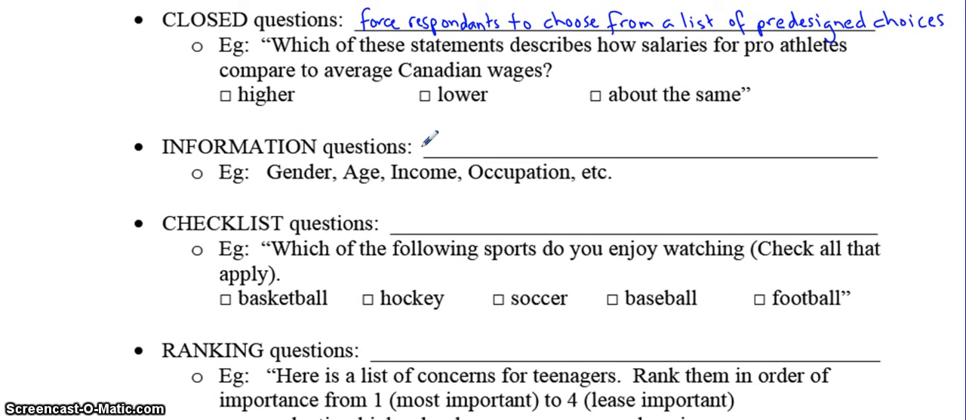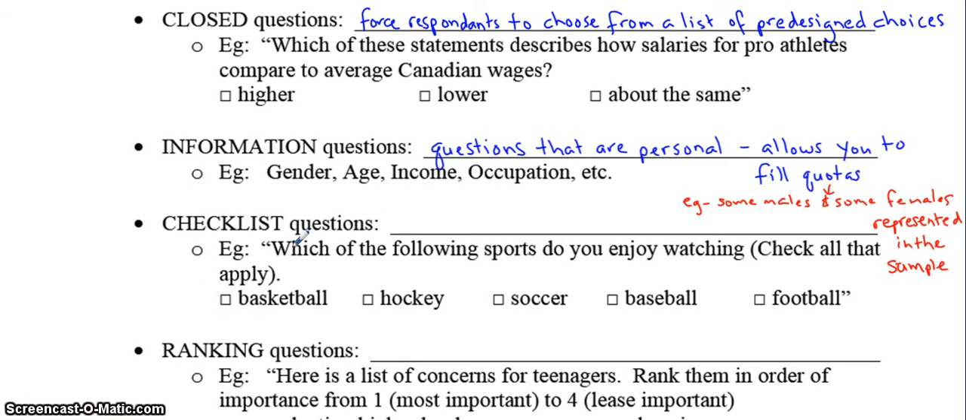Information questions ask questions that are personal, and what they do is they allow you to fill a quota. So these would be questions about gender, age, income, or occupation. The fact that they allow you to fill a quota means it allows you to select some males, some females, people of different ages, people of different incomes, people of different occupations, things like that.